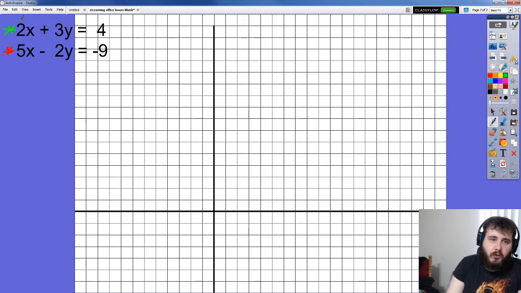I don't know how you've been taught to do graphing of a line like this, but if you have not, there are a couple of easy ways. I can find the x-intercept by making y equal to 0, because it's along the x-axis. So I can just say y is 0, then 2x equals 4, so x equals 2, right? That's your x-intercept. And I can do the same thing with y. Make x equal 0.